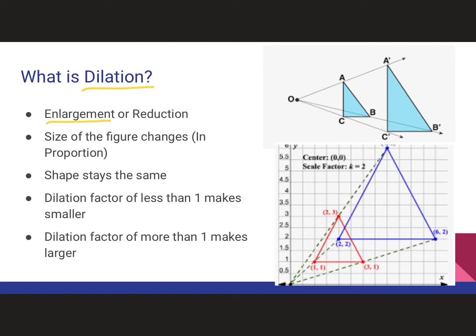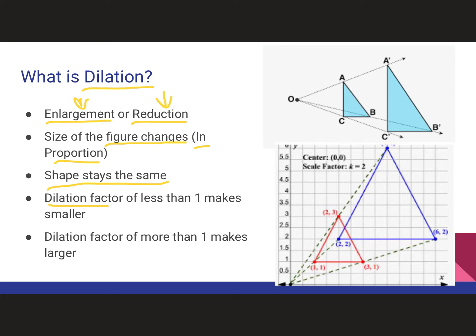Dilation is enlargement or reduction. Think about your eye. The pupil of your eye dilates. It gets bigger or smaller. So the size of the figure changes. It's in proportion, so the shape stays the same. It's like zooming in and out.